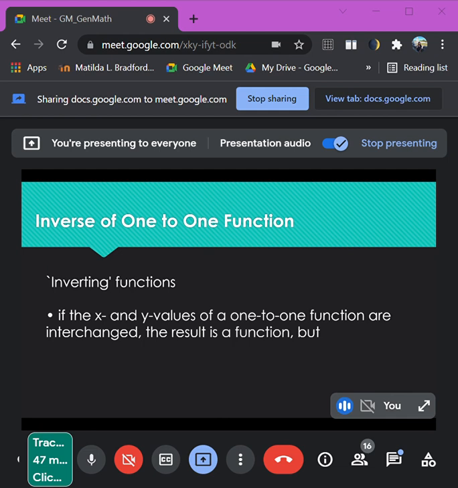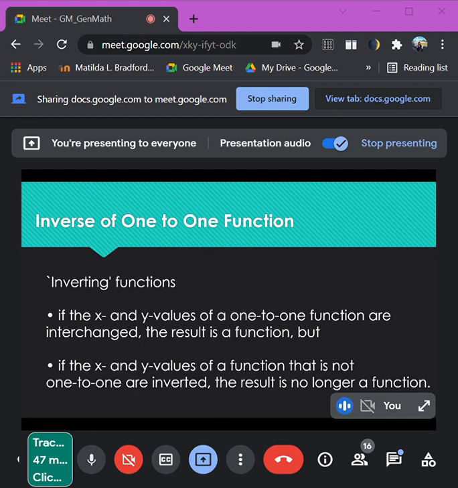Now we have here some inverting functions. So here are the steps. If the x and y values of a one-to-one function are interchanged, the result is a function. But if the x and the y values of a function that is not one-to-one are inverted, the result is no longer a function. Okay?